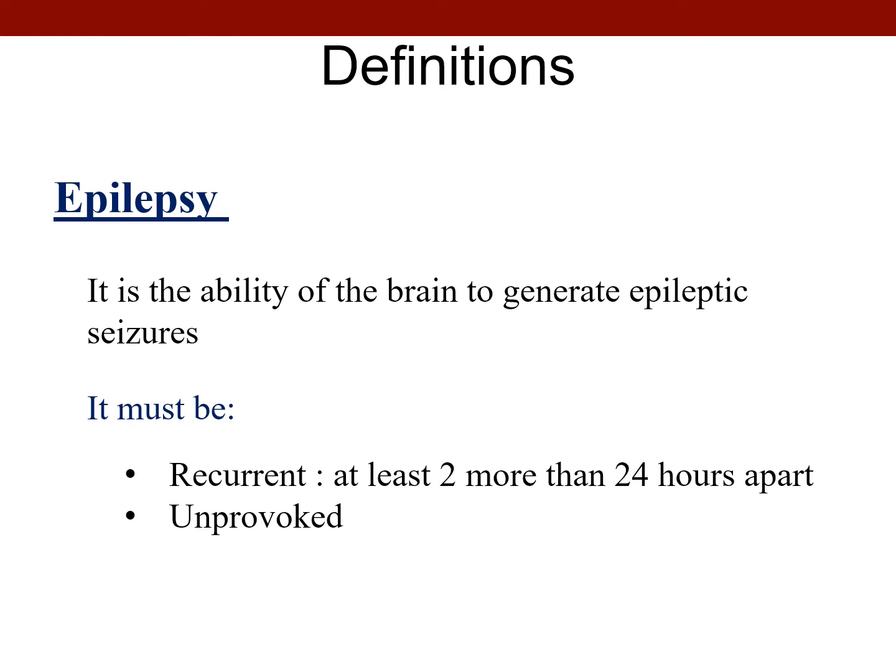So if you have a seizure today at 3 p.m. and then another seizure today at 6 p.m., that is not epilepsy and that is not recurrent. Both of them will be considered as one seizure. But if you have a seizure at 3 p.m. today and then 3 p.m. tomorrow, then again this is recurrent seizures.